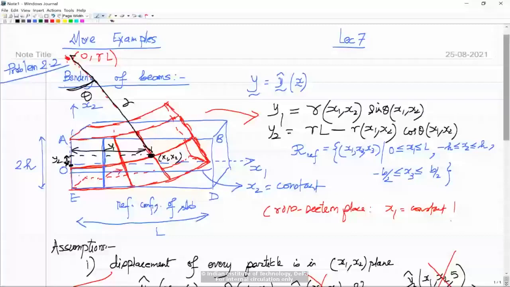Anyway, you tell me, if you think that it is easy, what can you say about these functions r and theta?